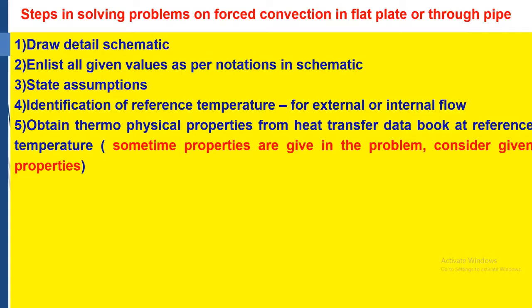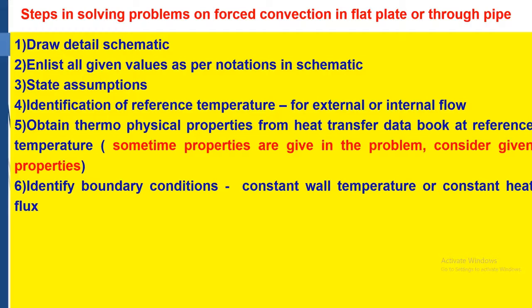For example, in some problems, rho, mu, Cp, k values are given. So you are supposed to use those values only. You need not go to page number 34 to find the same values. Okay, so it is actually an advantage for you if thermophysical properties are given in advance. In such a condition, consider those properties only.